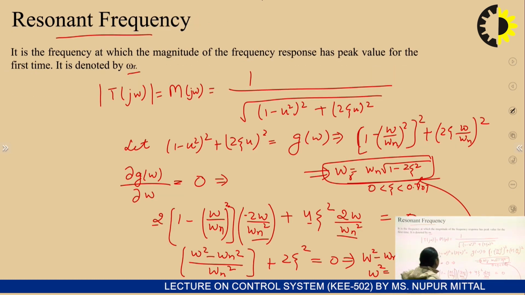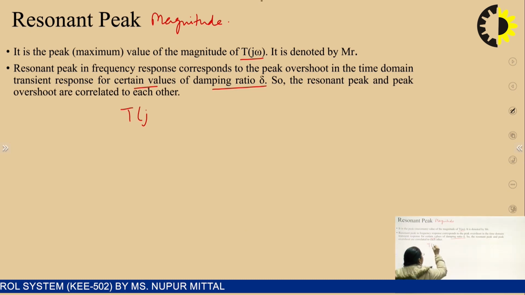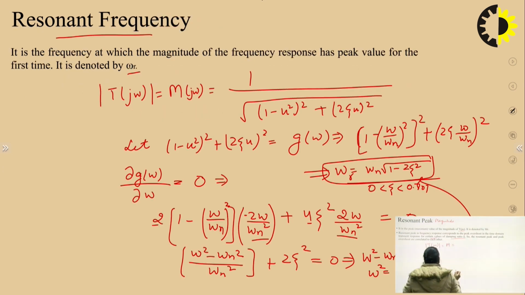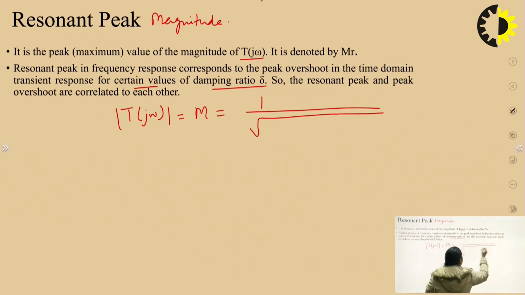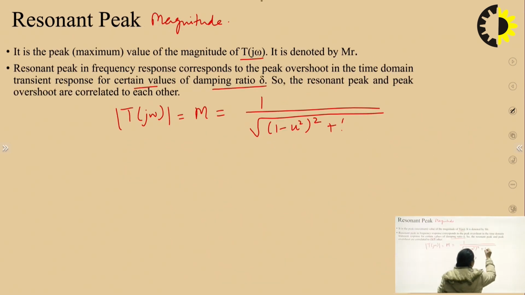So first of all, I am taking the value of the resonant peak magnitude. So the value of T(jω) in terms of magnitude is equal to 1 upon under the root of (1 minus u squared) whole squared plus (2 zeta u) whole squared.